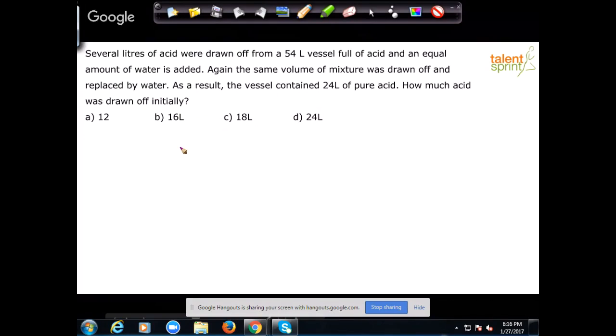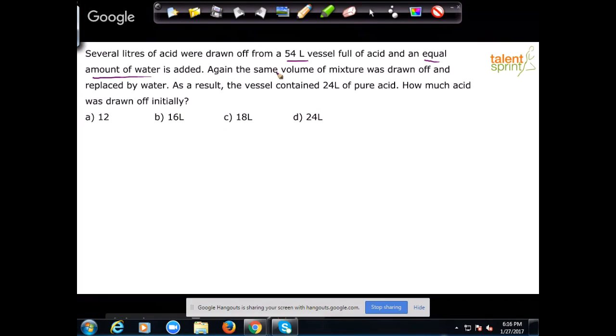Now that's an interesting one, right? And look at the options: 12 liters, 16 liters, 18 liters, and 24 liters. So trust all of you have understood the question there, right? There is a vessel which is full of acid, and the quantity is 54 liters. Now from this 54 liters of acid, we have drawn off some quantity, right? We have removed some quantity of acid and replaced it with an equal amount of water.